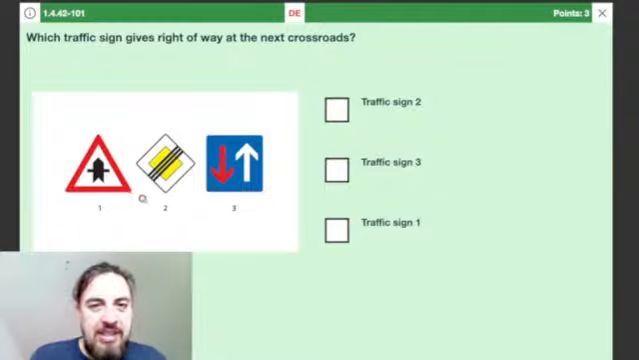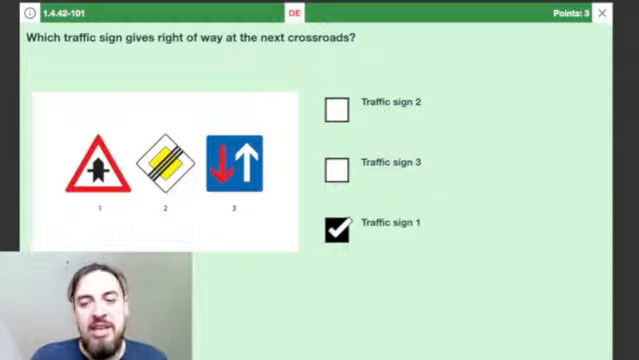Regarding our signs here, the one that gives the right of way at the next crossroad is this sign. This sign tells us that at the next junction you can go first if someone comes from the right. Meanwhile, this one stops the priority road, and this one gives you priority, but just for oncoming traffic. So the only correct answer is traffic sign 1, the last answer in that case.